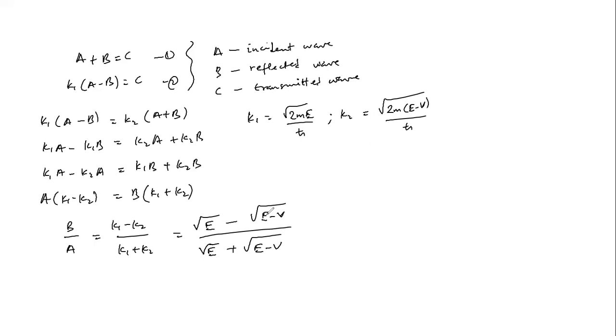And now we can also show, in a similar vein, that b is equal to c minus a from one, right? That's from one. So that k1 a minus k1 b is equal to k2 c. Then we now have k1 a minus k1 (c minus a) is equal to k2 c.